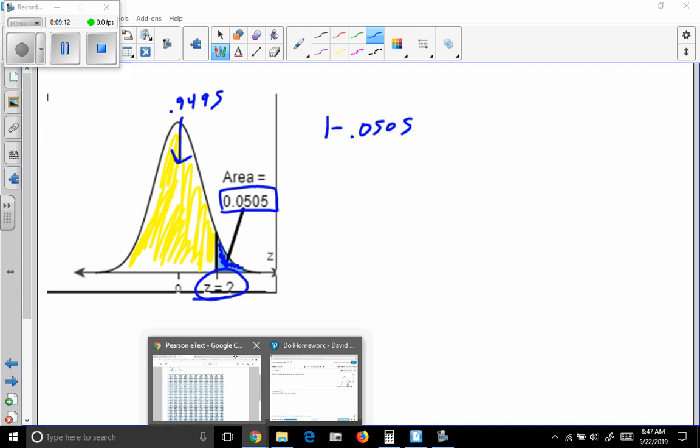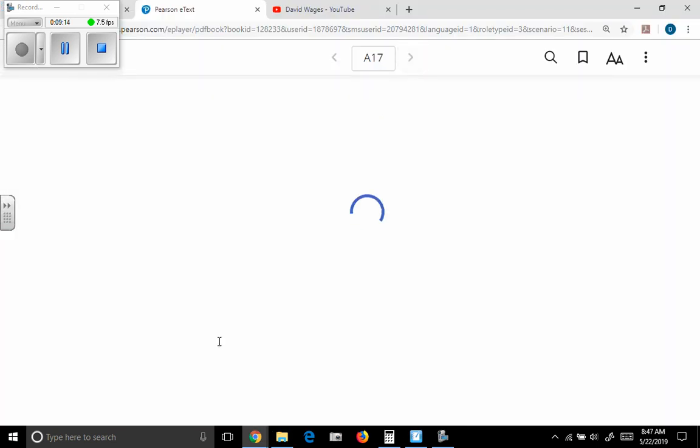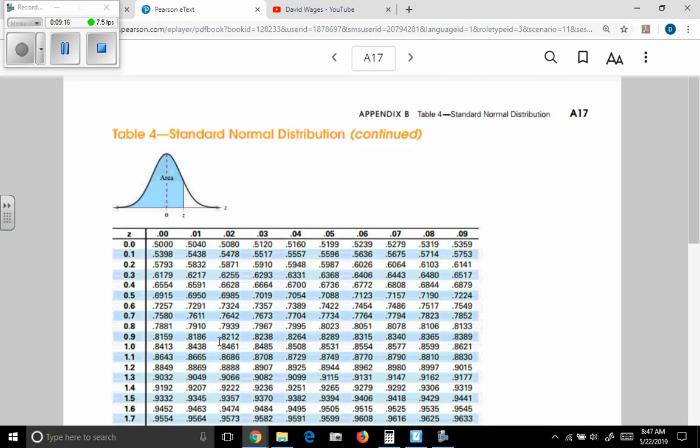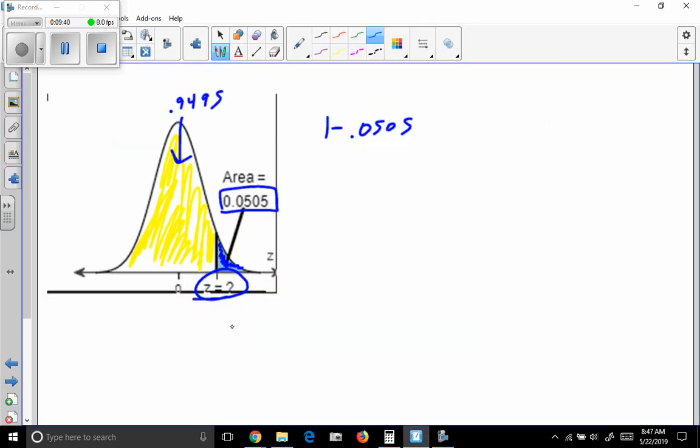So we need to go to a table and find out for what z the area is 0.9495. And right here it is. Here is an area of 0.9495, so the z value is 1.64. Let's show that again. Here's 0.9495, that's in the 1.6 row in the 04 column, so 1.64. So, just knowing how to use the table.